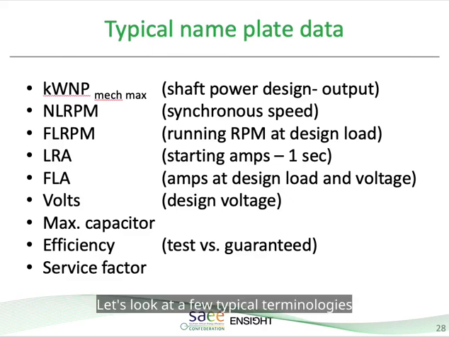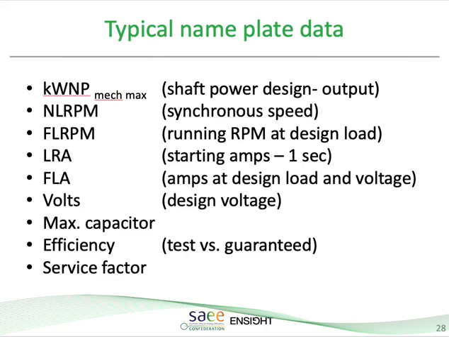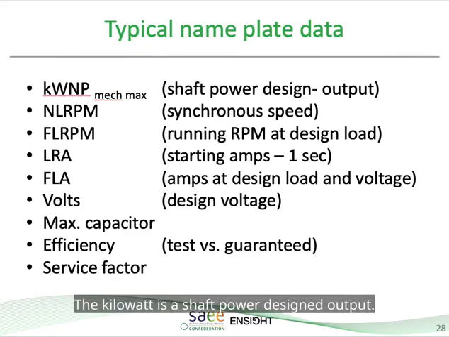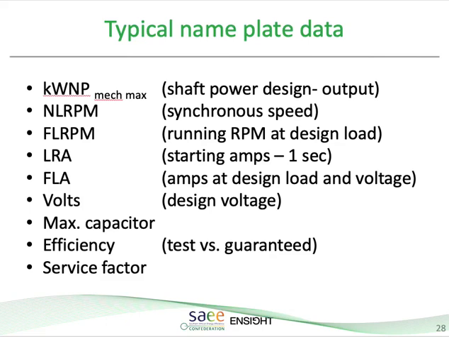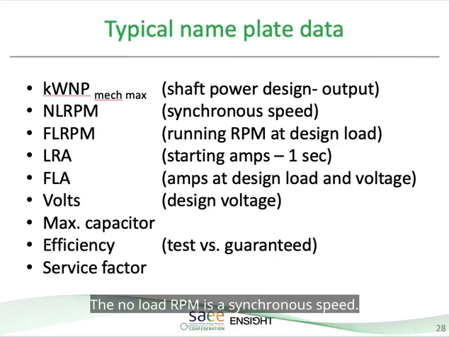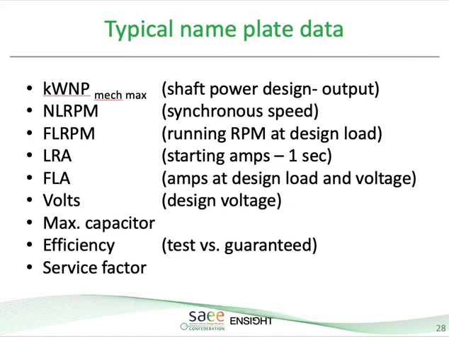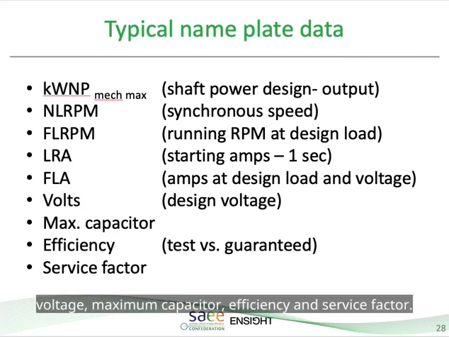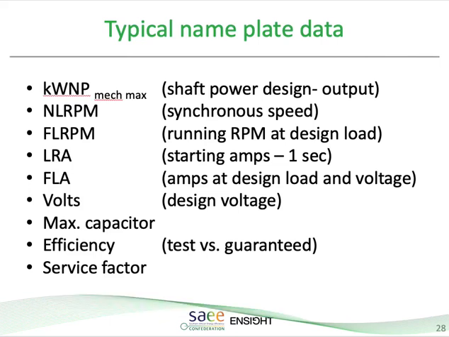Let's look at a few typical terminologies that can be seen on a motor nameplate. The kilowatt is the shaft power designed output. The no-load RPM is the synchronous speed. Full load RPM is the running RPM at a designed load. LRA is the starting amps. FLA is the amps at the designed load. Then there are voltage, maximum capacitor, efficiency, and service factor.